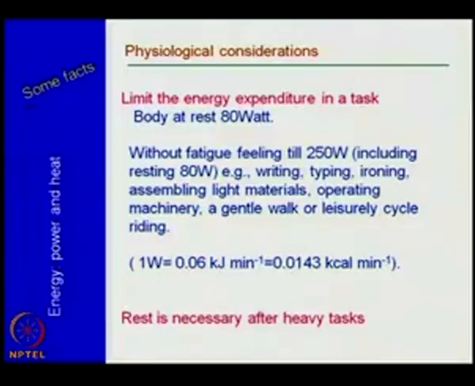Now, some facts, the physiological considerations. Energy, power and heat. Now, limit the energy expenditure in a task. How can we limit this and what is the background? If we measure this energy, power and heat, then it can give us a judgment. For example, it can be said that a normal body at resting condition spends around 80 watt.